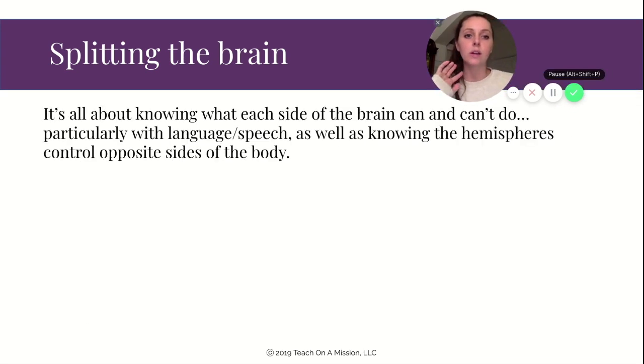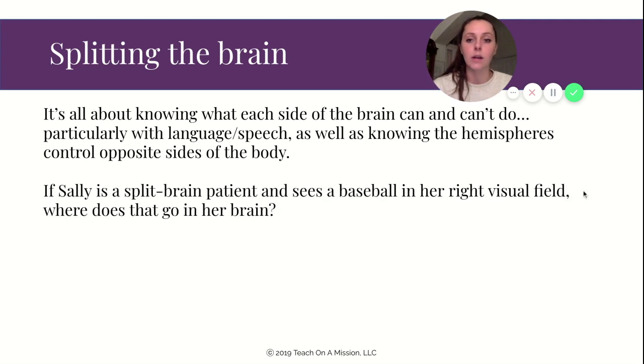Okay, so in order to understand what someone can and can't do when their hemispheres are separated, we just have to remember what the different hemispheres do, and the fact that the right hemisphere controls the left side of the body and the left hemisphere controls the right side of the body. Specifically, we want to remember, where are speech and language located? We know that that's located in the left hemisphere, which we know controls the right side of the body. So let's take a couple examples here.